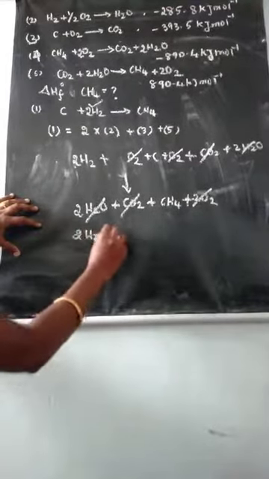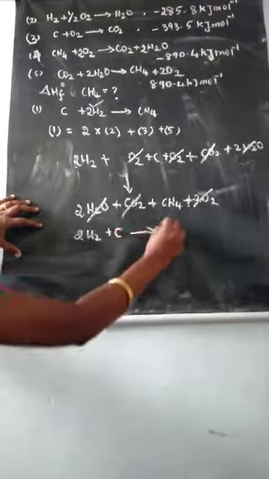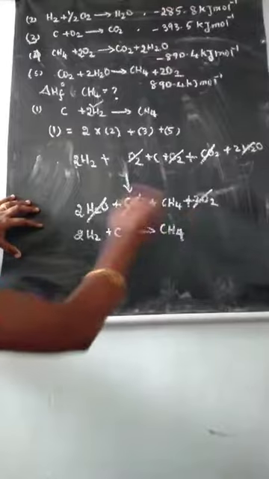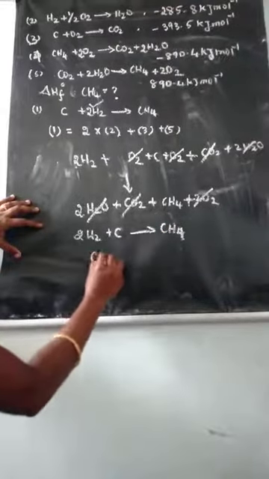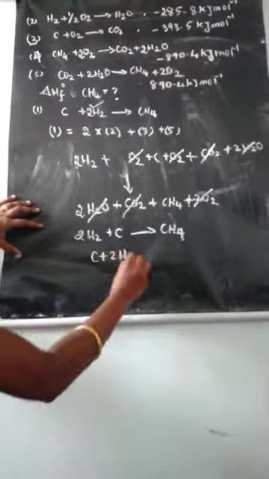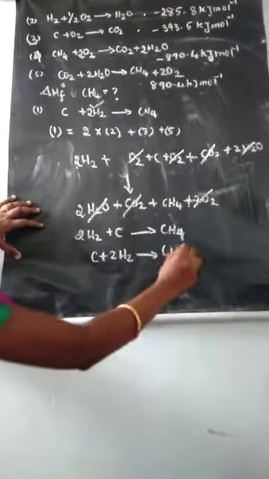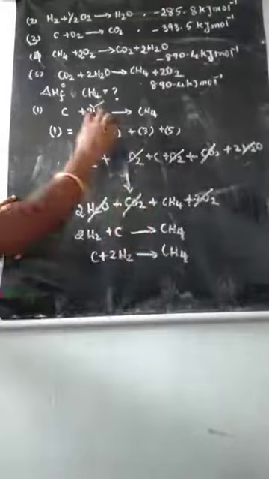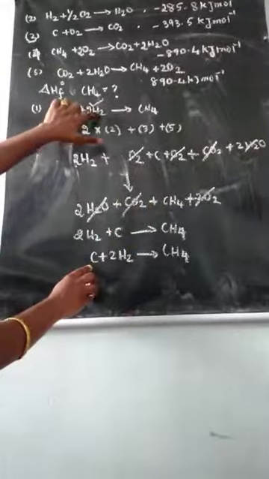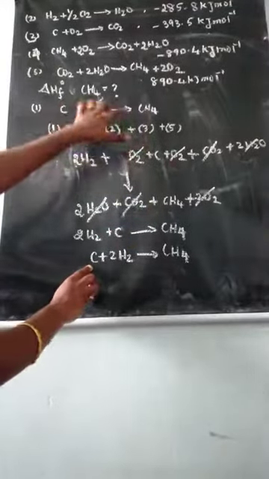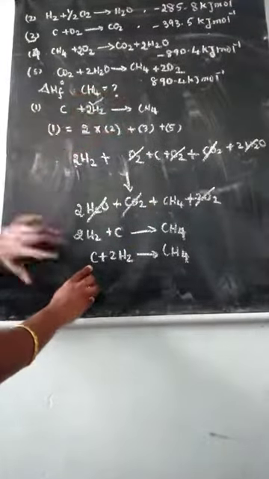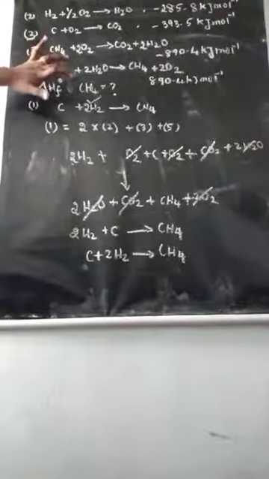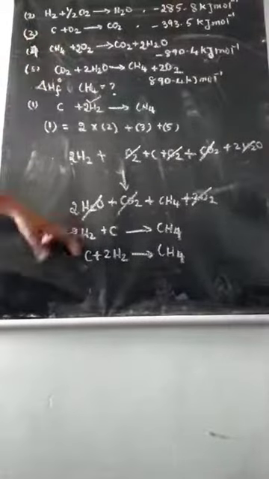Can you tell the answer? 2H2 plus C gives CH4. You can write the equation correctly: carbon plus 2 hydrogen gives methane CH4. You know this is equation 1. Understand? So listen, by using these three equations, the second one, third one and fifth one, we can derive equation 1. Understand this equation?